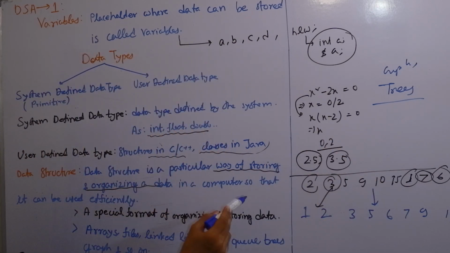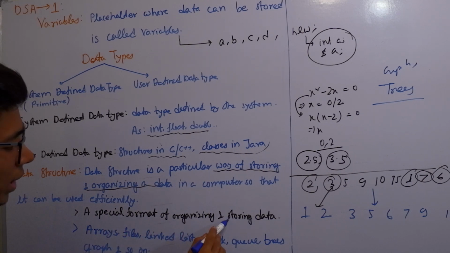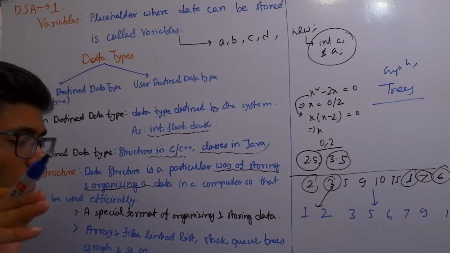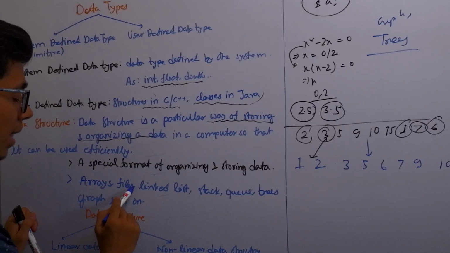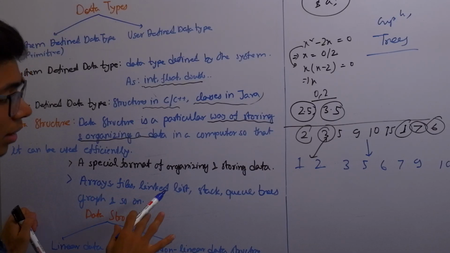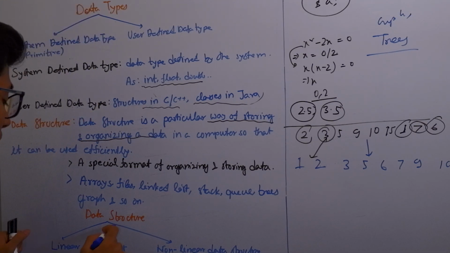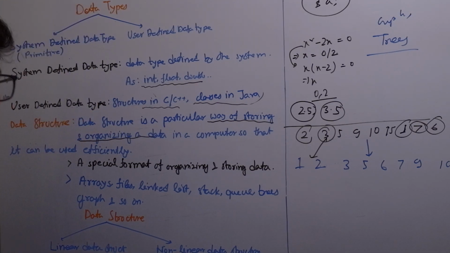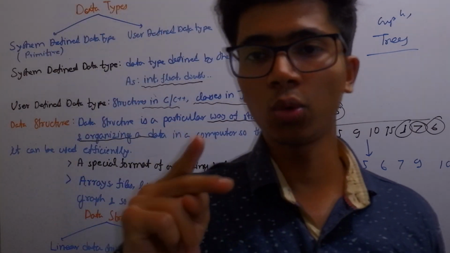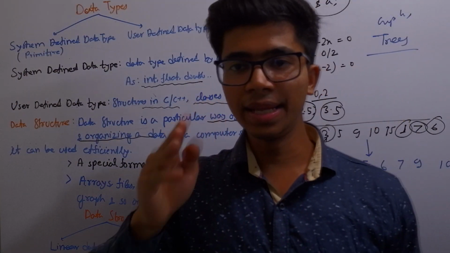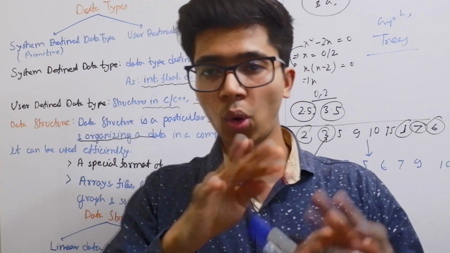So data structure is a special format of organizing and storing data. A special format, as I said: arrays, files, linked lists, stacks, queues, graphs are data structures. Now coming to the types of data structure. Data structures are of two types. First, linear data structure, and second, non-linear data structure.